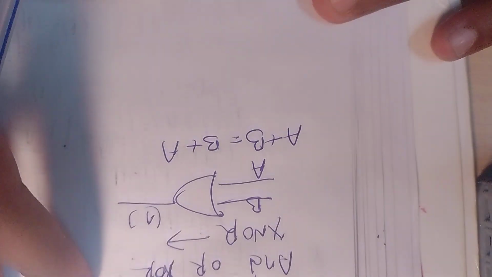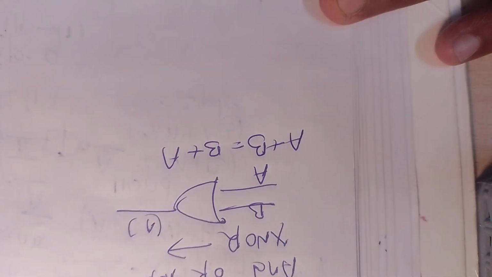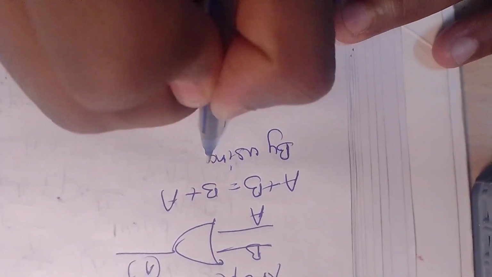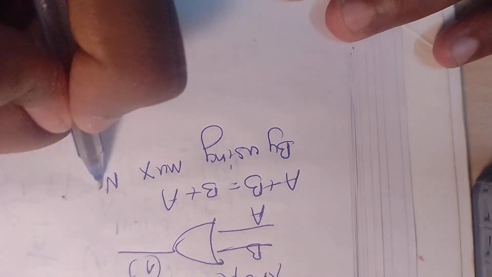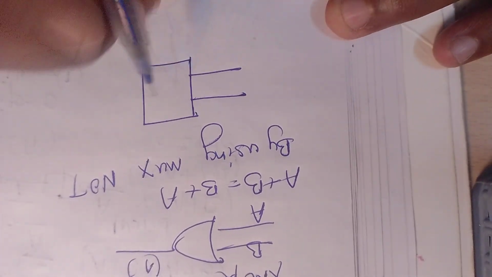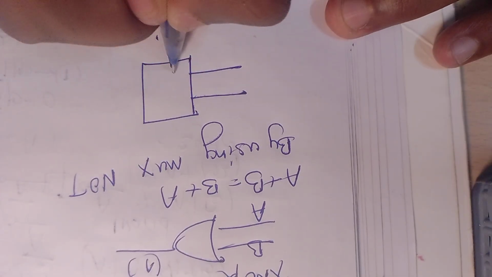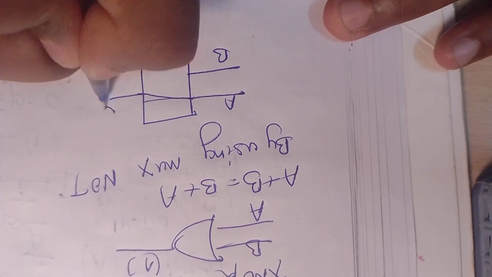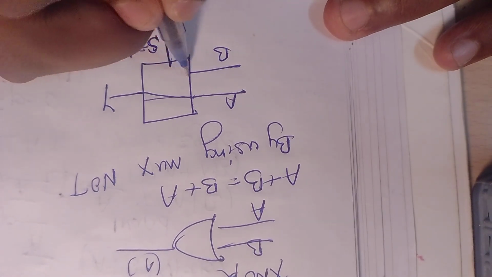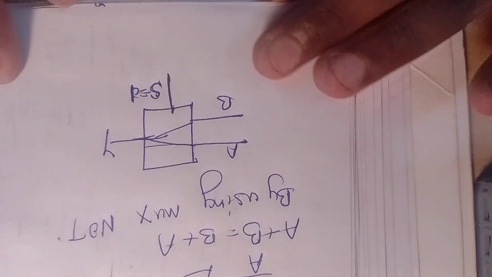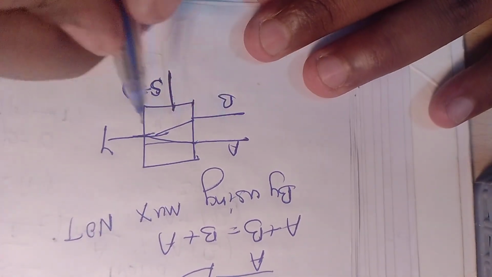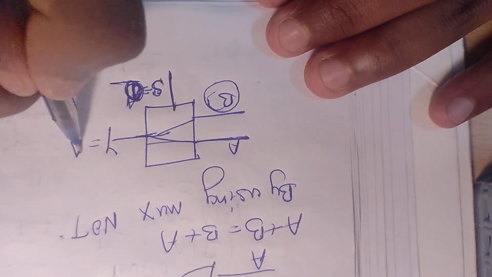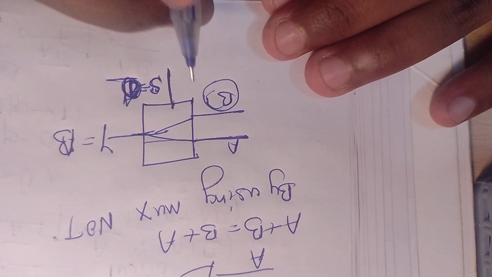This is why we call this a universal gate. Not only this, we have the mux also. For example, if I need to implement a NOT gate using a mux, how can I do it? These are my select lines. Based on the select line, it acts as a switch. If s equals 0, input 0 is selected and y equals a. If s equals 1, input 1 is selected and y equals b. So I need to use this as an inverter.